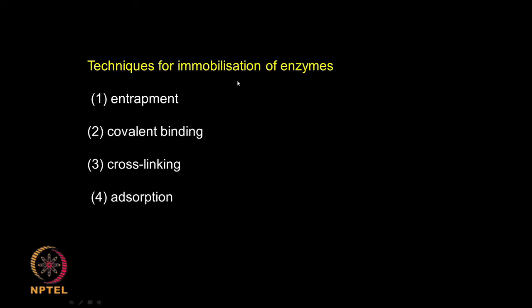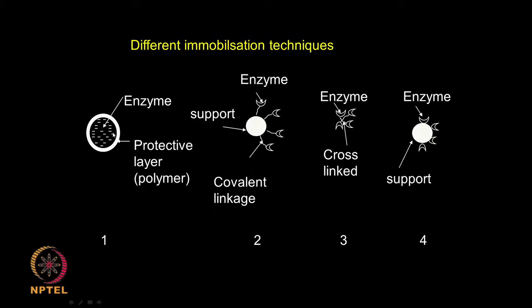So, what are the different techniques for immobilizing enzymes? We can do entrapment, covalent binding, cross linking, adsorption. Let me show it in the next slide. So, we can entrap our enzyme through a protective layer of polymer. The enzyme is inside, with a layer of polymer, so the enzyme does not denature. Another approach is covalent binding. So, the enzyme and the support are covalently connected here, so the enzyme retains its activity.